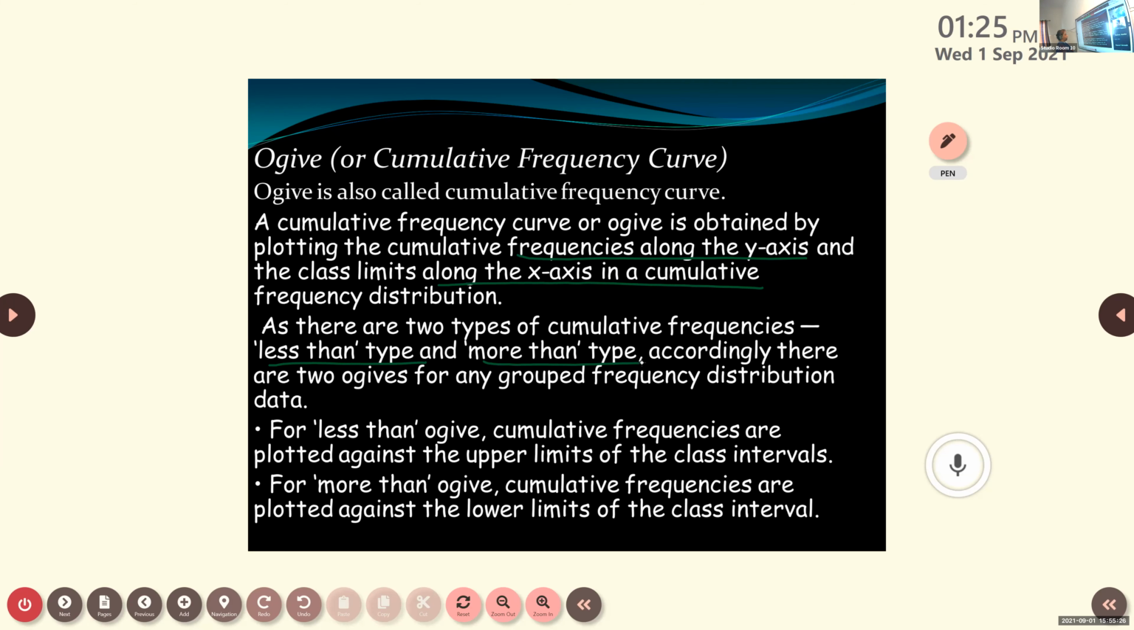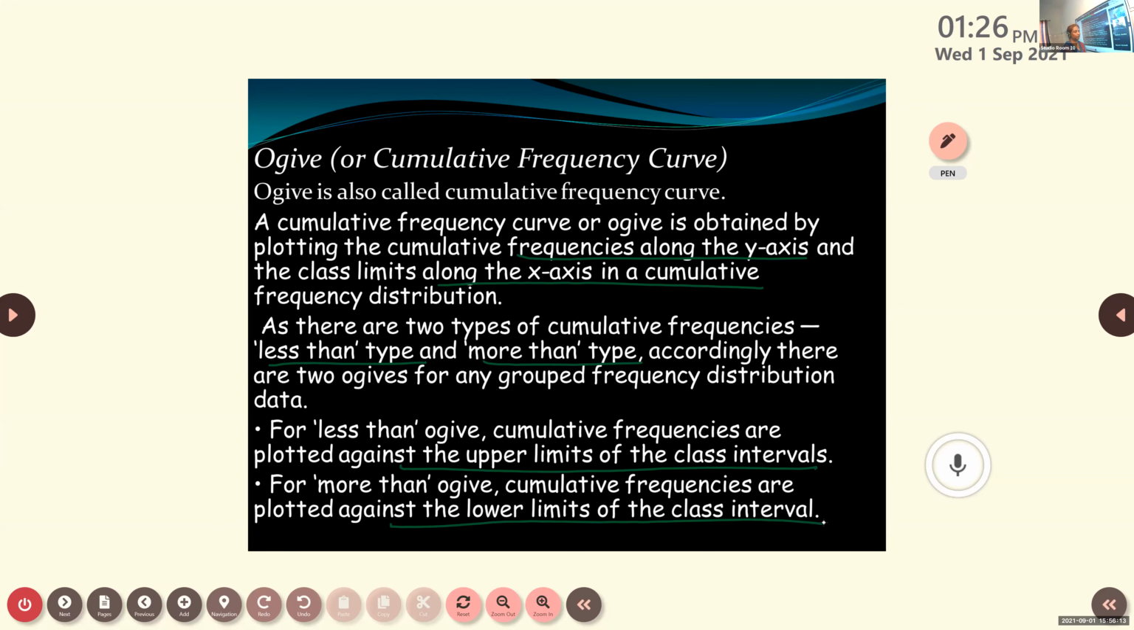For less than ogive, just keep this in your mind. When we are constructing less than ogive, we have to use the upper limit of the class interval. For more than ogive, when we are constructing more than ogive, you have to plot against the lower limit of the class interval.